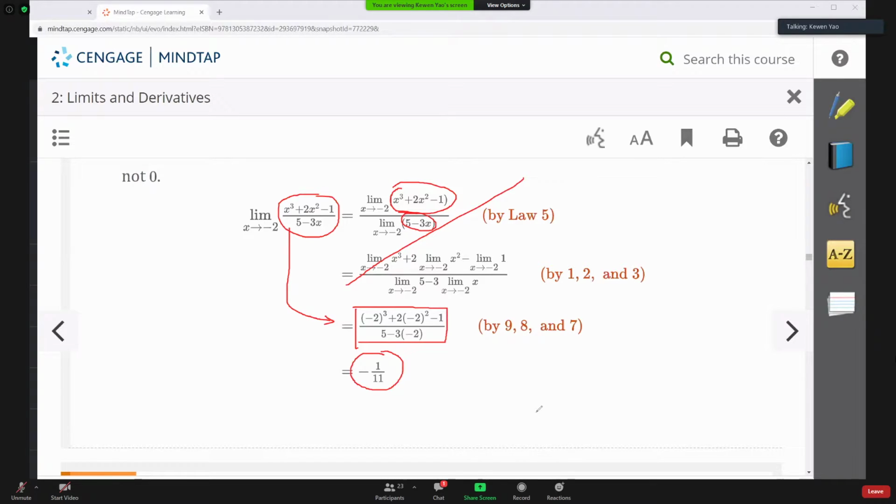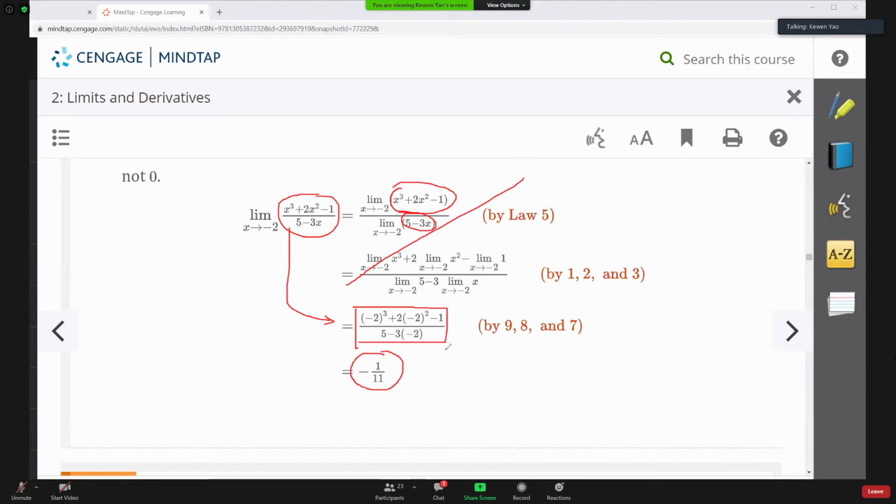Okay, so we have found the answer for the problem. The answer is -1/11. So it's easy to remember. You have to use the various laws, but in the future, you can skip these steps. You can find the answer just by replacing x by -2 and evaluating.